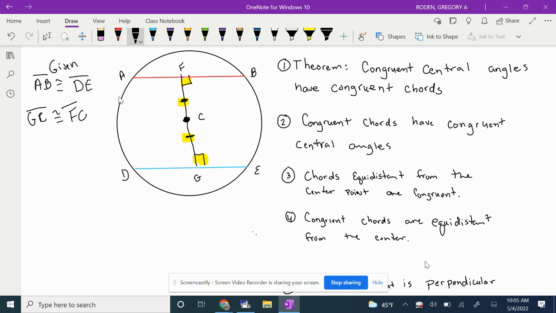So it's the converse of number 3, number 4. So think about this: 2 is the converse of 1, right? And 4 is the converse of 3. So really, this statement we could write as a biconditional. We could have written these as if and only if statements, right, guys? Because the converse is true and the conditional is true. Okay. Any questions on that?